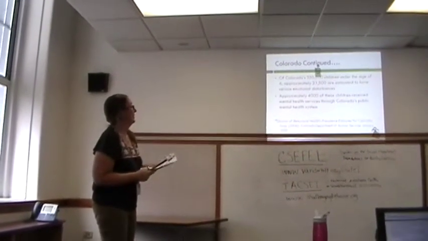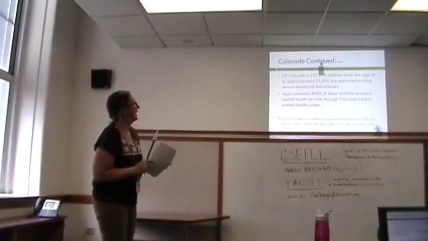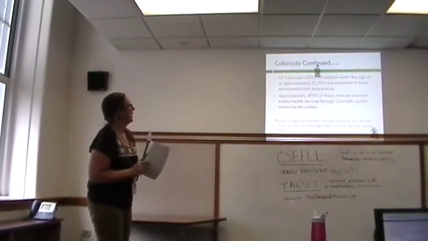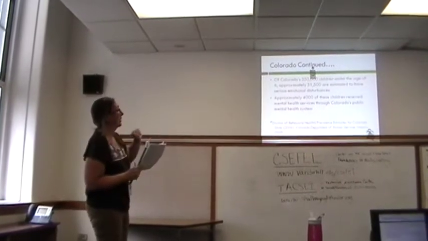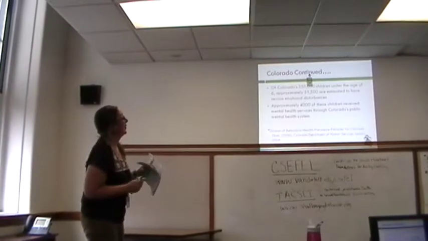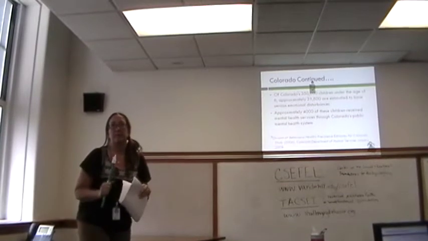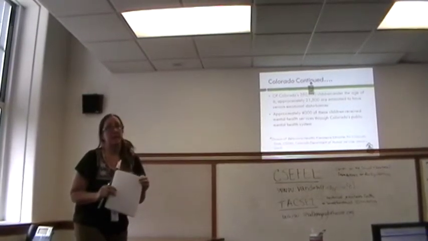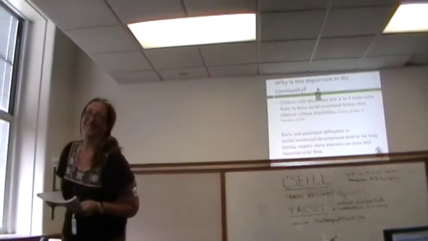This is one that blows my mind. In Colorado, of 350,000 children under the age of 6, 31,000 are estimated to have serious emotional disturbances. Approximately 4,000 of these 31,000 children received mental health services through Colorado's public mental health system. It's about 1%. So only about 1% actually receive services, but it sounds like 10% might need services.